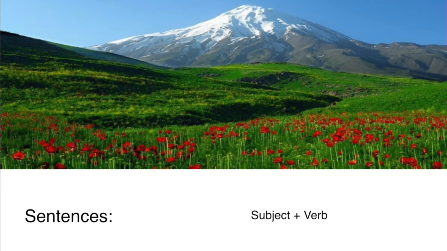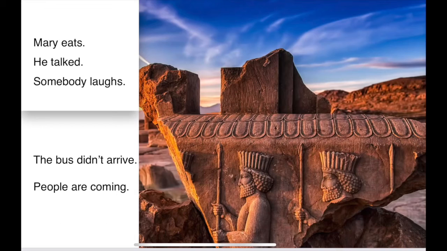In today's video, I'm going to explain what a sentence is and what it is made of. Make sure you stick around as I cover a good chunk of information on this grammar lesson. A simple sentence is made up of a subject and a verb. Mary eats. He talked. Somebody laughs. The bus didn't arrive. People are coming.